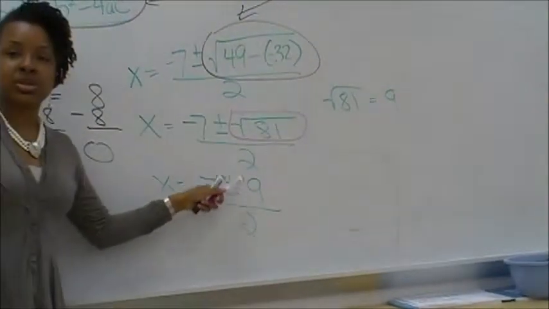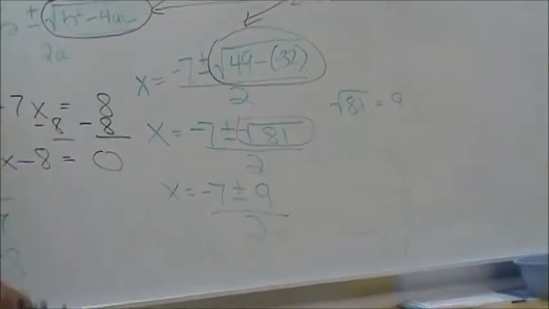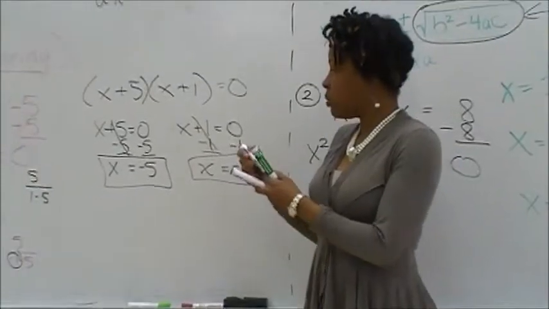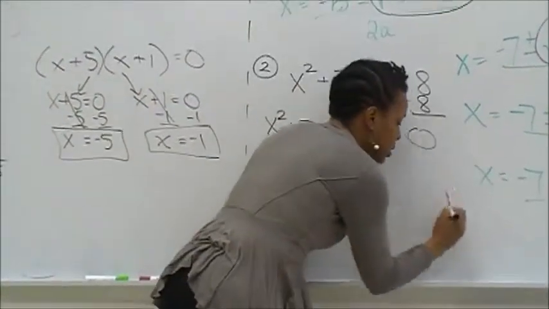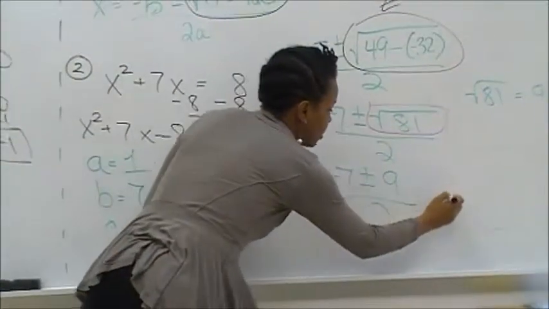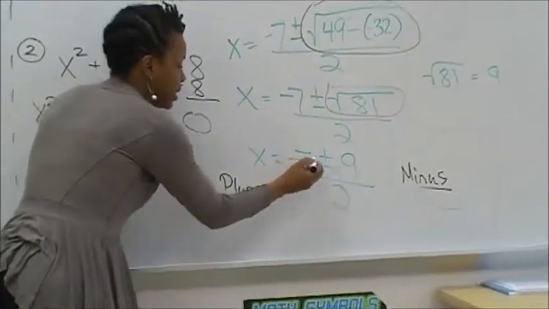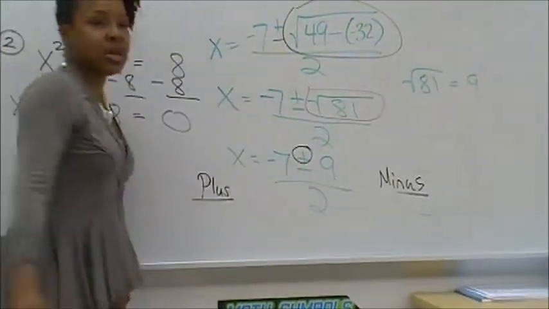Now, this is when you use the plus or minus. You're gonna break this up. You know how over here we broke this up into 2? Now we're gonna break this up into 2. One is gonna be the plus, one is gonna be the minus. But you're still gonna get 2 answers. So you do negative 7 plus 9 divided by 2. Tell me what you get.